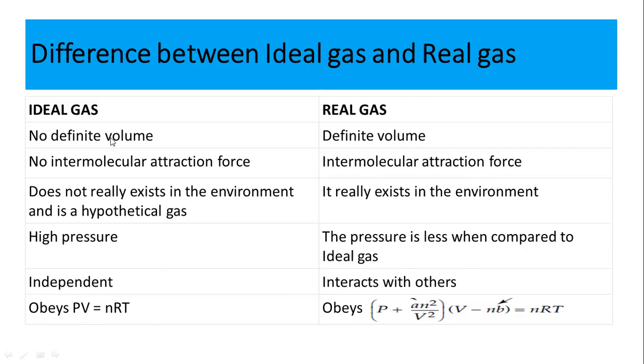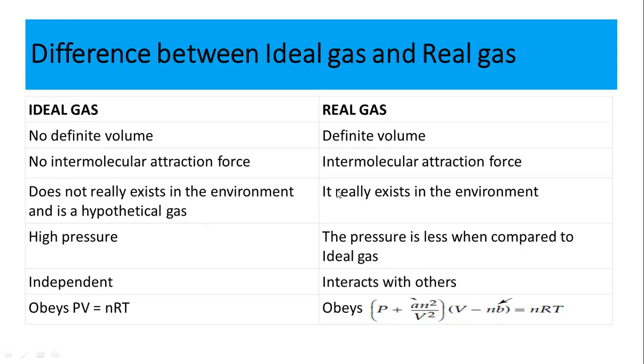And the last point is that because it is an ideal gas, it must obey the ideal gas equation, which is PV equals nRT, and the real gas follows the van der Waals equation because there is a deviation in the pressure and the volume, so there is a correction in the pressure and a correction in the volume. We have already discussed this in the van der Waals equation. So if it is a real gas, it has to obey the van der Waals equation. These are some differences between the ideal gas and the real gas.